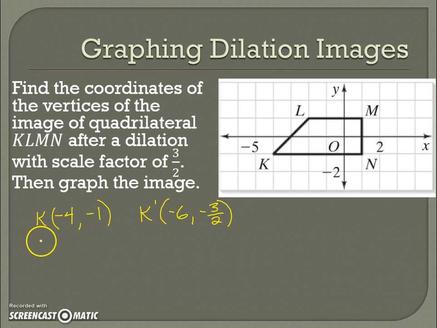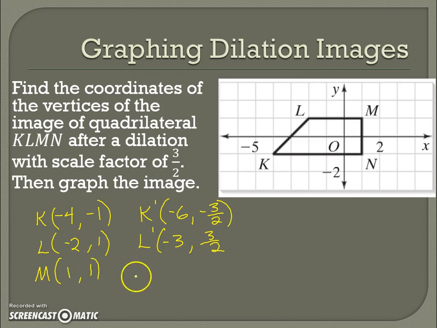And I'm going to go through and do this with each one of my ordered pairs. So L is (-2, 1). When I multiply L by 3/2, I get (-3, 3/2).